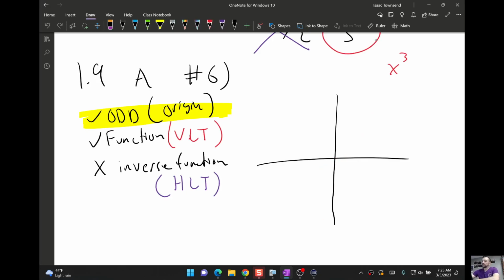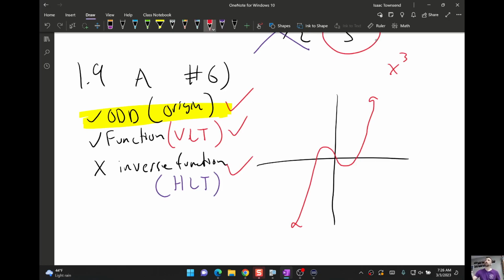So what we did on the practice quiz is if you just make this loop a little bit and then be consistent here so that you've got that symmetry that you need. Now this is an odd function because it has origin symmetry. It's a function because it passes the vertical line test, and its inverse is not a function because it does not pass the horizontal line test. So that's not the only answer, but that is a good one.